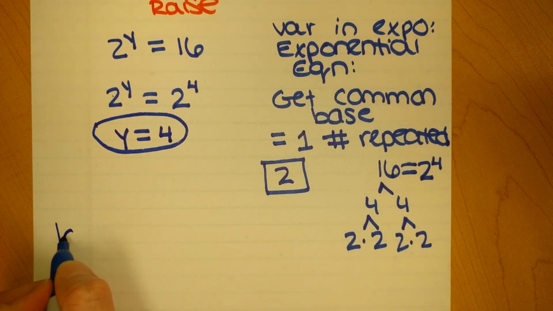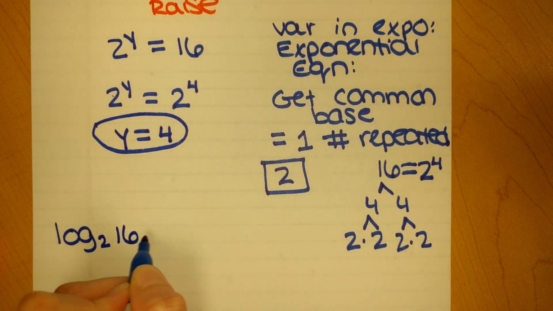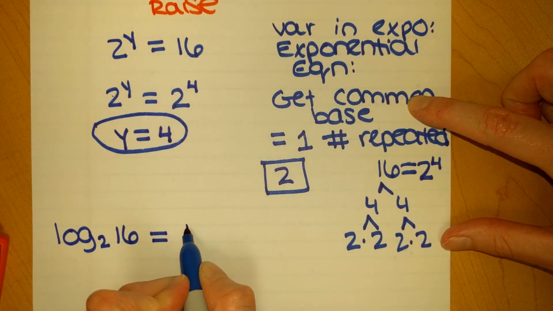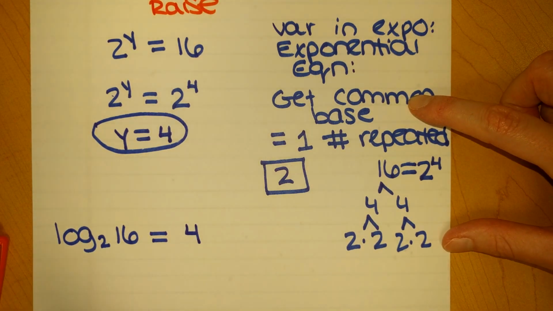So evaluating this expression without a calculator, we convert it into an exponential. We do the raise equal to, get our common base, and we get that y is equal to 4. So log base 2 of 16 is equal to 4.